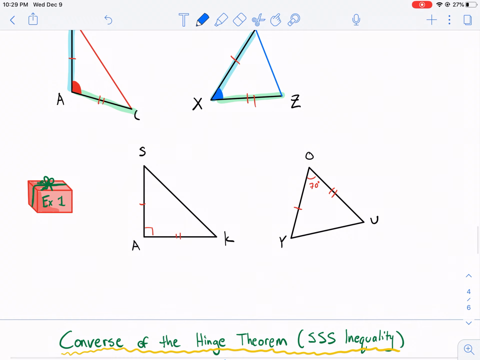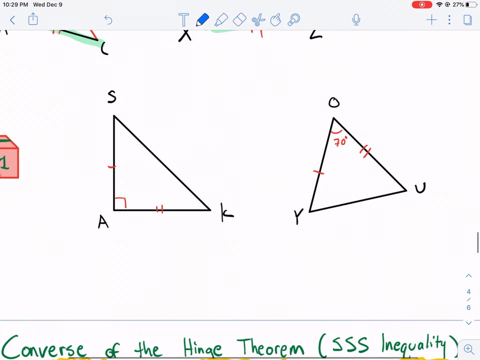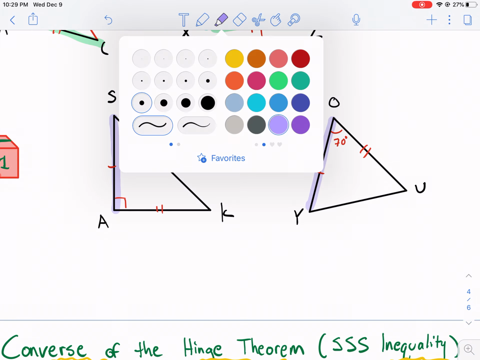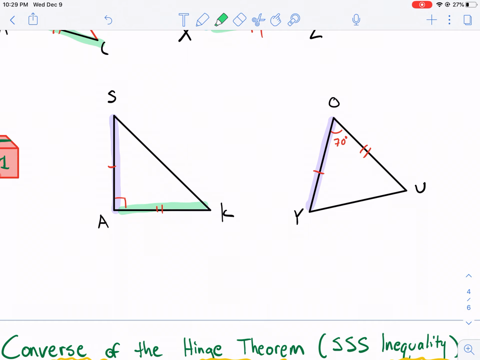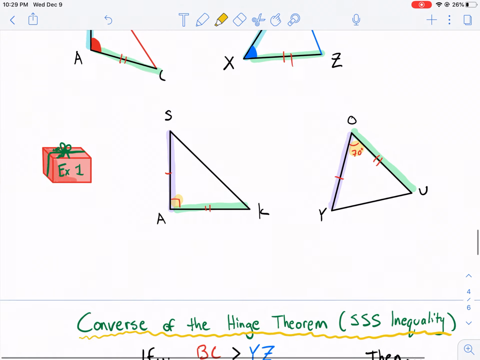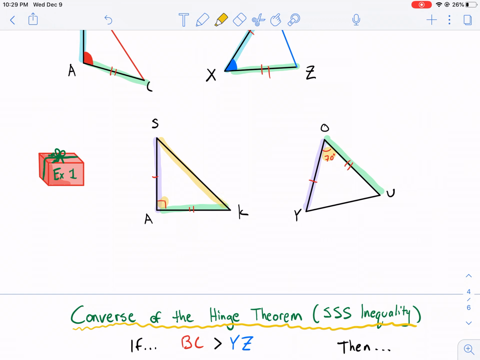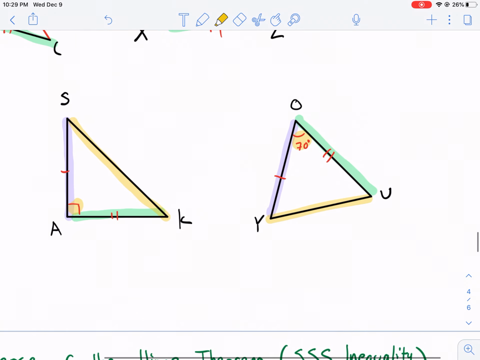Here's an example. Look at the first present. We're going to open it up. Here we have two triangles. What do you notice about them? Well, we have this side congruent to this side. What other congruent information do we have? We have this side congruent to this side, and there's an angle in between. One is 90, one is 70. So what do we know about the opposite sides? What do we know about SK compared to YU?